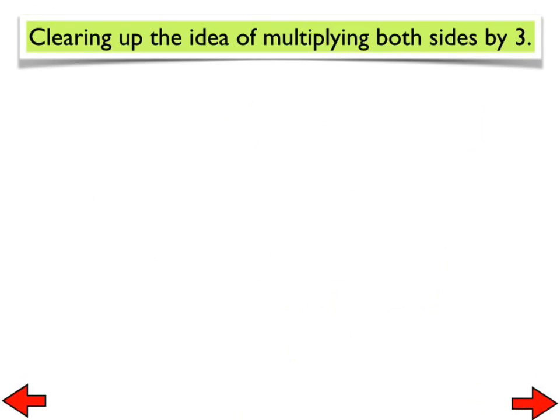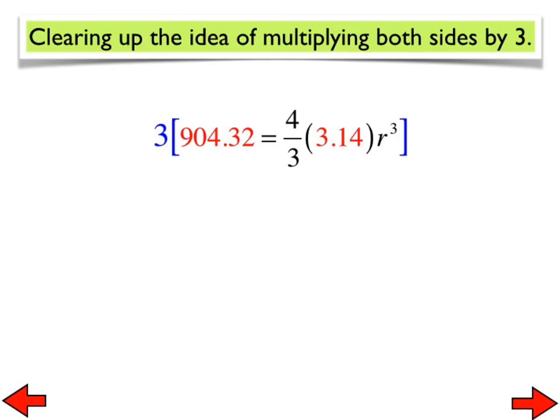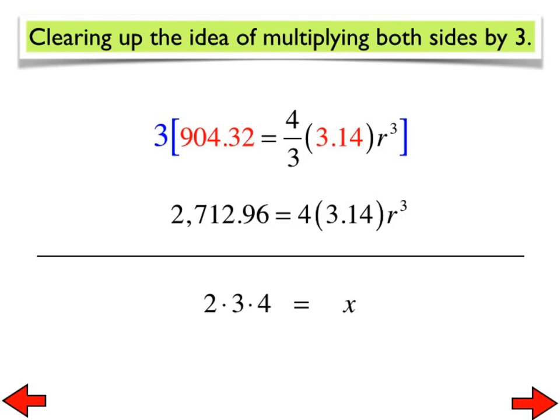Okay, so continuing on here, this idea of clearing up multiplying both sides by 3. I have talked about this before, but I remember when we did this, there were a few people who thought that on the right-hand side you would multiply each part by 3. So then I brought up this example right here. If you multiply both sides of 2 times 3 times 4 equals x by 3, you are not multiplying 2 by 3 and 3 by 3 and 4 by 3, because look, let me back up here.